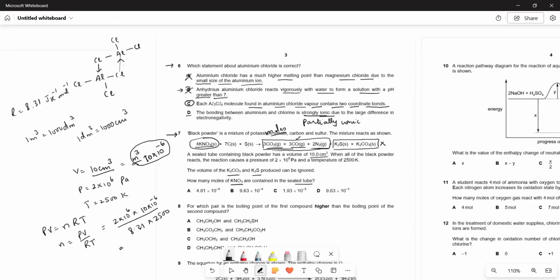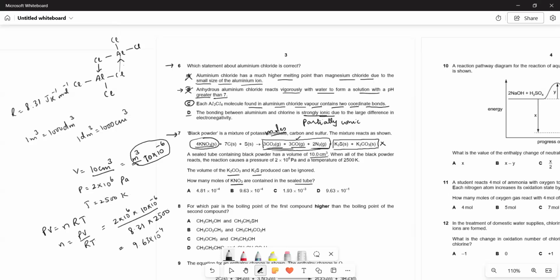Do you have a calculator? Let's use it. To save our time, the answer we'll get is 9.63 into 10 raised to power minus 4. That is the value of n.